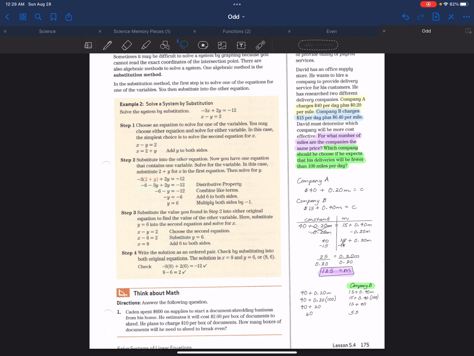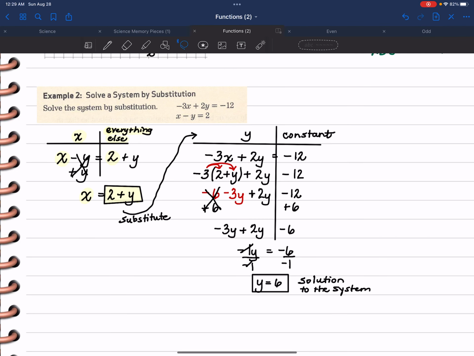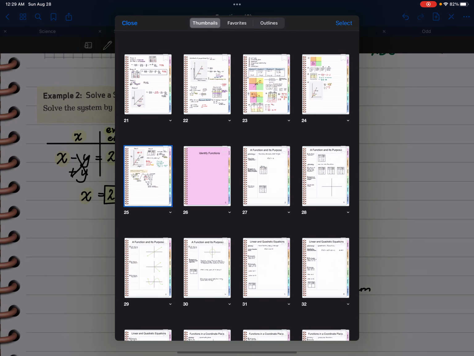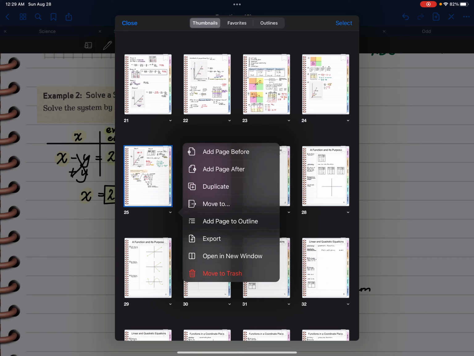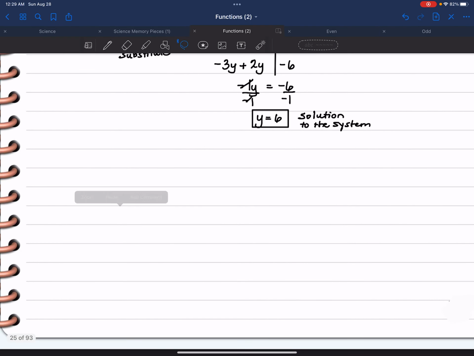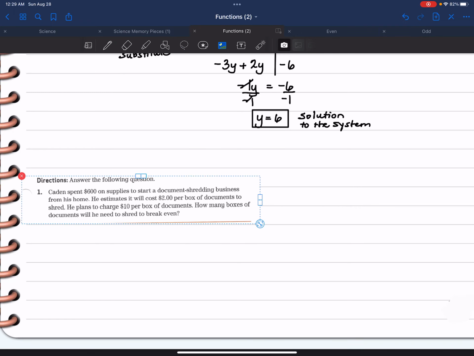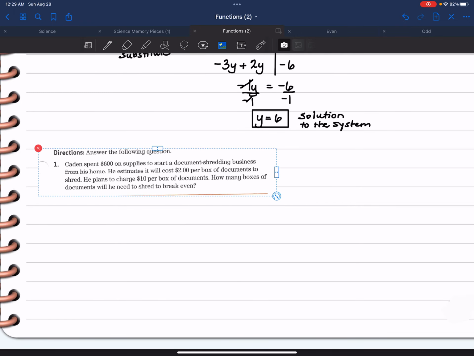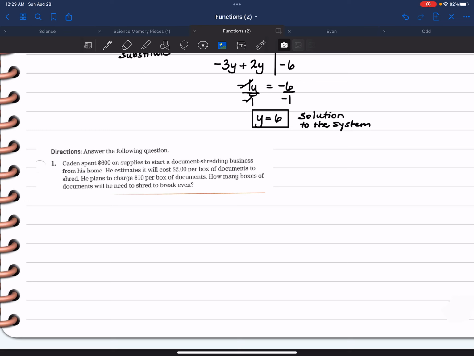And finally, on page 175, we have one more question, the Think About Math question. I can't work this right here, so I'm going to go back to my notebook page. I believe I need a new page. Actually, no, I might be able to plug it in right here. And here's the question that we're supposed to answer.